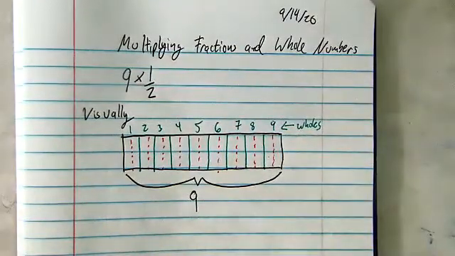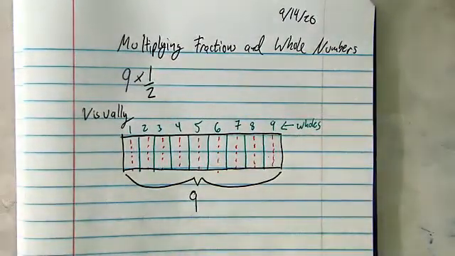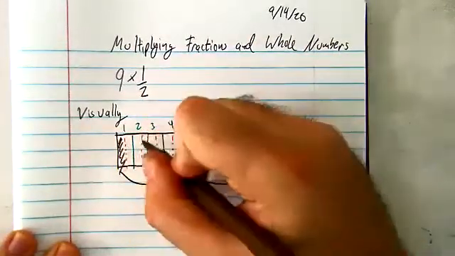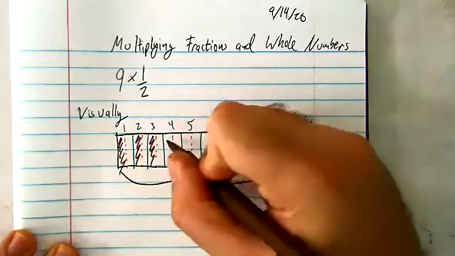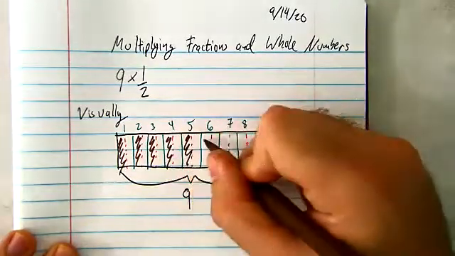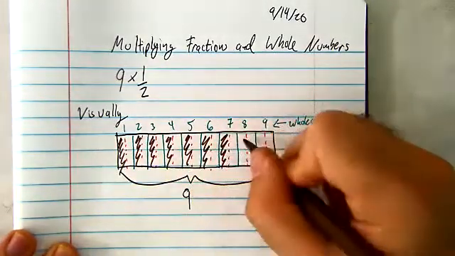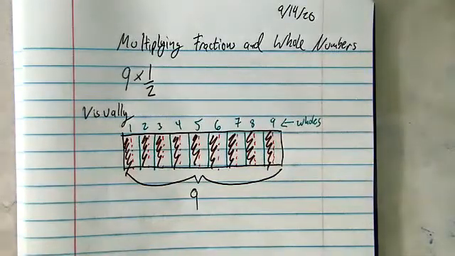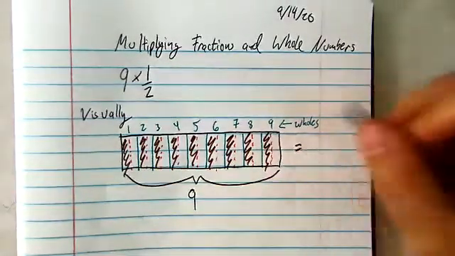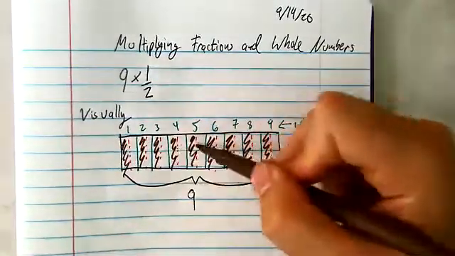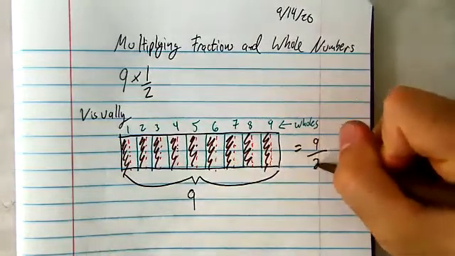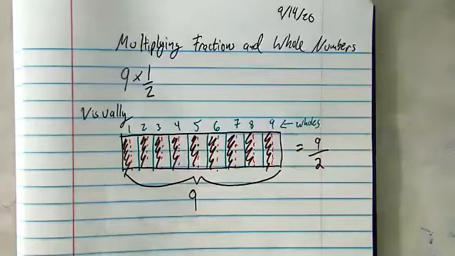I'm going to go ahead and just fill in 1/2 of each whole. 1/2 of each whole. So that's 1, 2, 3, 4, 5, 6, 7, 8, 9. So that's 1/2 times 9, or 9 times 1/2. How many halves is that? That's 1, 2, 3, 4, 5, 6, 7, 8, 9. And they were each halves. So this should be 9 halves, or 9/2.